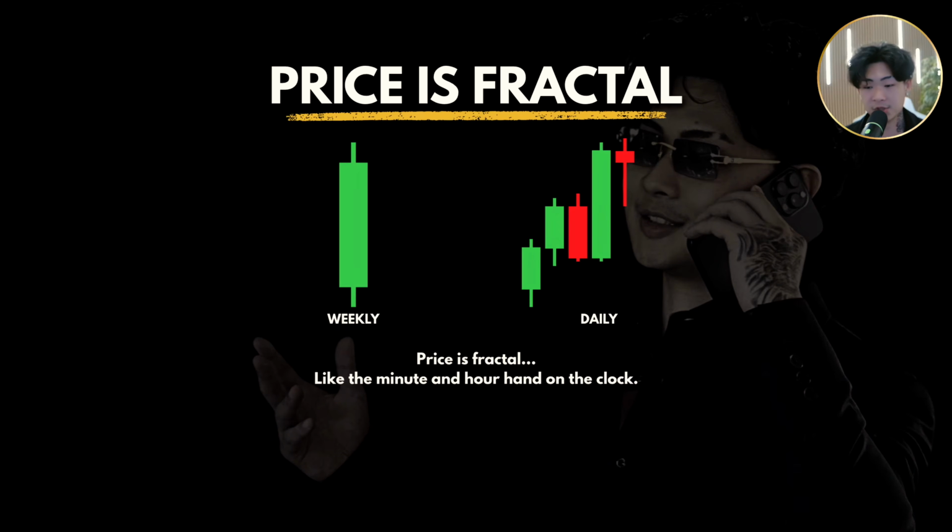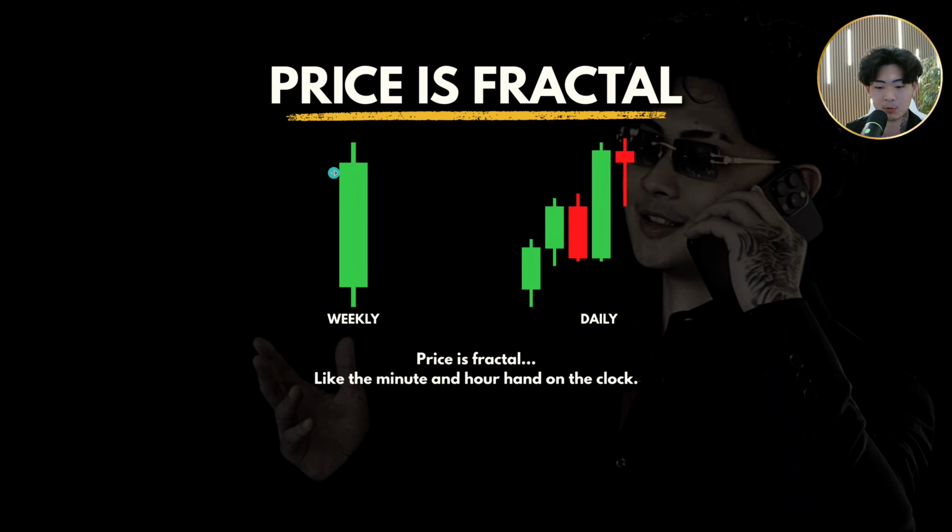Now, the other thing to understand is that price is fractal. So what does this mean? Imagine a minute hand and an hour hand on a clock, right? You have the minute hand going around, you have the seconds, you have the hour hand, but within hours, there are minutes. Within minutes, there are seconds. Within seconds, there are half seconds, etc. Price is the same way. No matter what time frame you're looking at, you could take that time frame and fractalize it down to a smaller time frame, and it's going to show you exactly what's happening from a closer view.